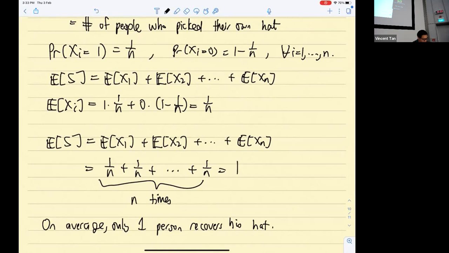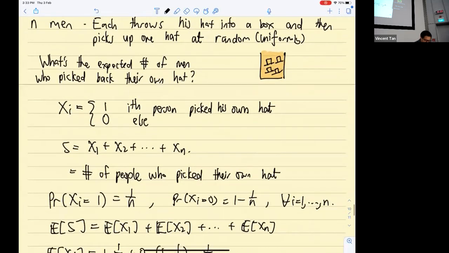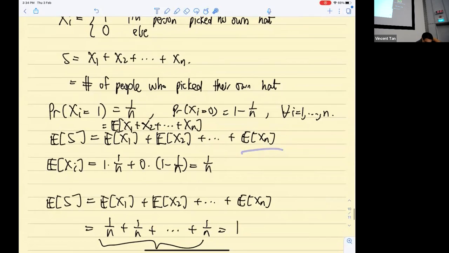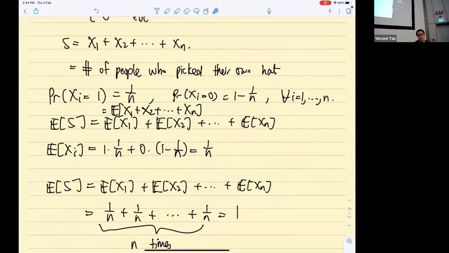So this is one way of using the linearity of expectation and actually computing the expectation value of S. The expectation value of S is the expectation of X1 plus X2 plus dot, dot, dot, plus Xn. But expectation is linear, so you can move the expectation operator inside, and calculate each one of the individual expectations. They are all the same, all 1 over n, and there are n copies of this, so of course, you will recover 1.